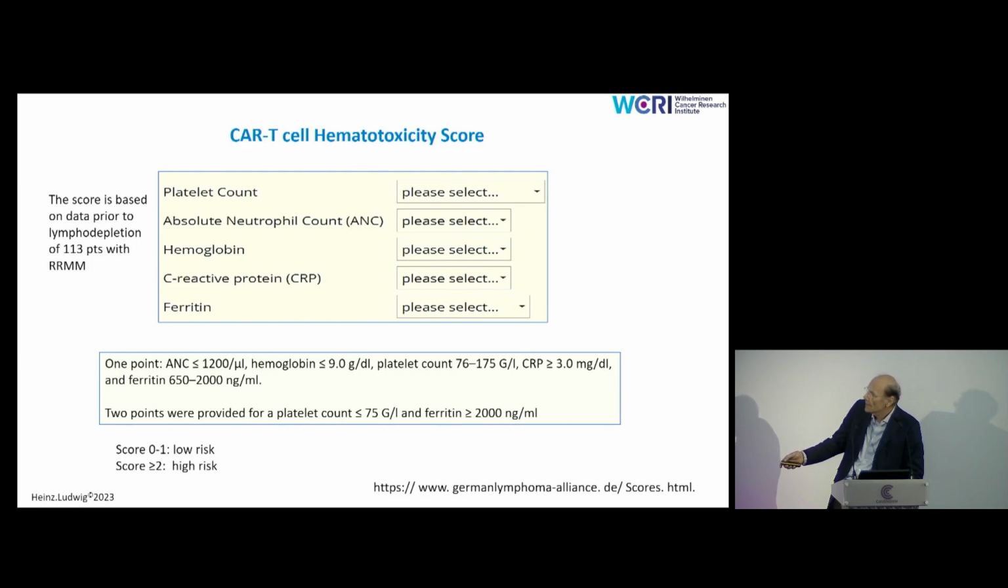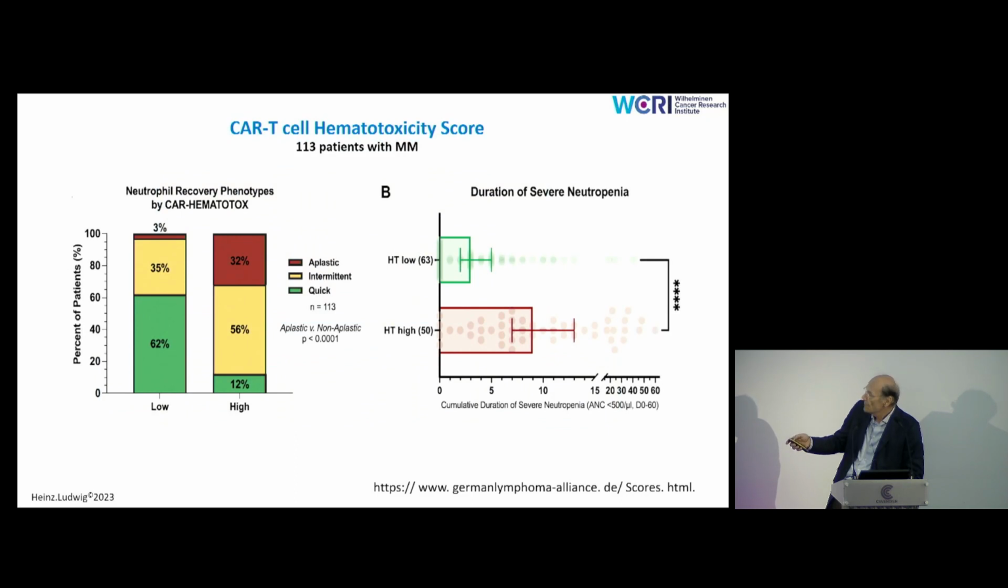hematotoxicity, including infections. And when you look at these patients, here are patients with a high risk score. Those are patients with a low risk score. And you see here, those patients with a high risk score remain much longer aplastic, and quick recovery of hematopoiesis is much better in patients with low risk. And here you have the data of individual patients showing the difference between high and low risk patients according to the hematotox score.